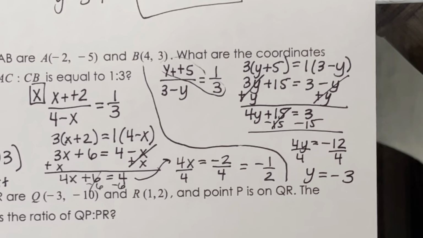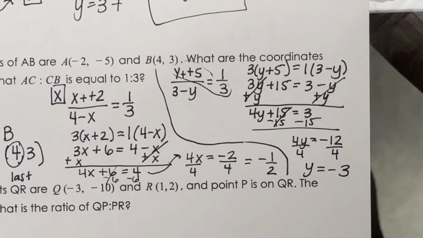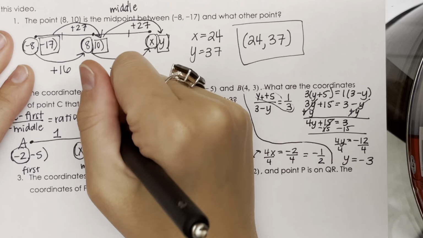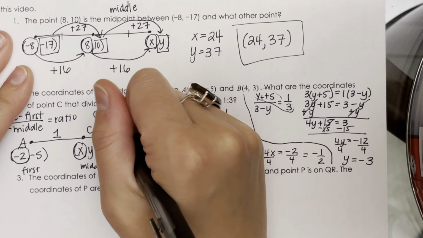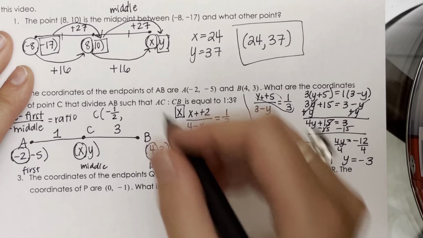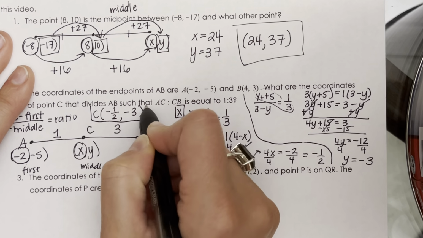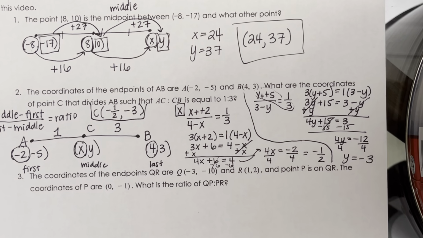So now the final coordinates of point C, if I write them out as coordinates, are negative 1/2 for my x, or negative 0.5, and then negative 3 for my y. Sorry, I kind of crunched that all up really small there.